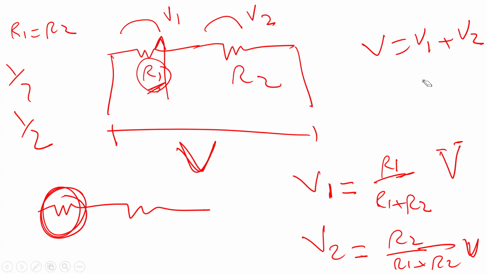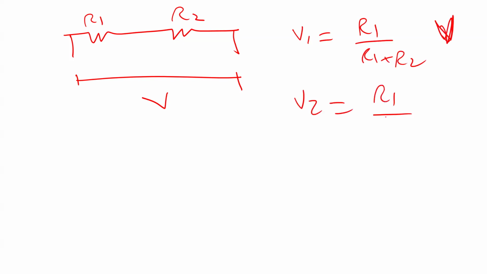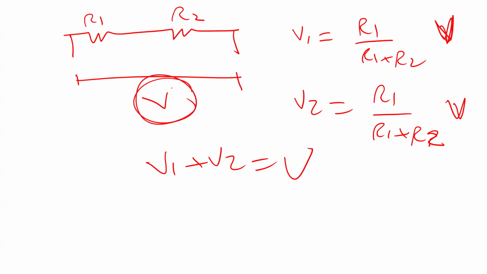But what you need to know for now is the law: if you have a situation like this one, I know the difference here is V, and then I have R1 and R2 here. So V1 equals R1 divided by R1 plus R2, times V. Same thing, V2 should equal R2 divided by R1 plus R2, times V. And you should also know V1 plus V2 is equal to V, because I just split the voltage between these two resistors. Okay, and these resistors have to be in series, not parallel.